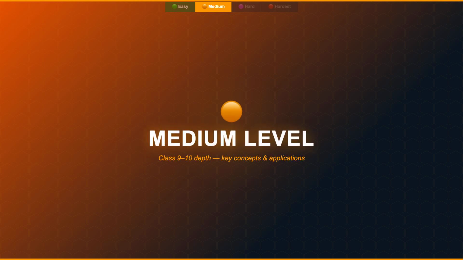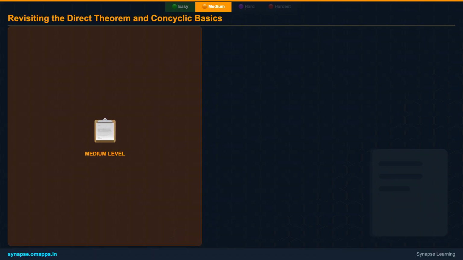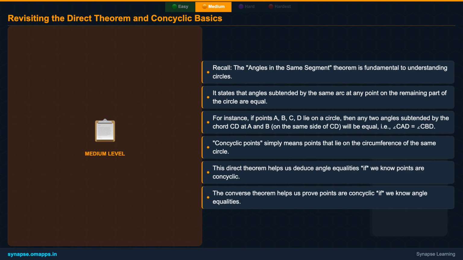Ready to dive a bit deeper? Let's explore the converse theorem with more detail and understanding. Before we tackle the proof, let's quickly revisit the direct theorem, angles in the same segment. This theorem is the bedrock of our current topic.